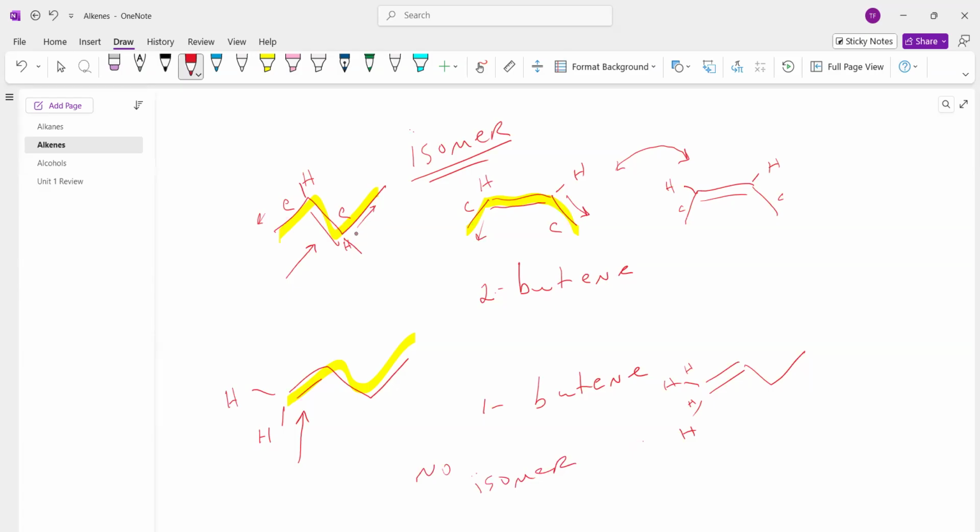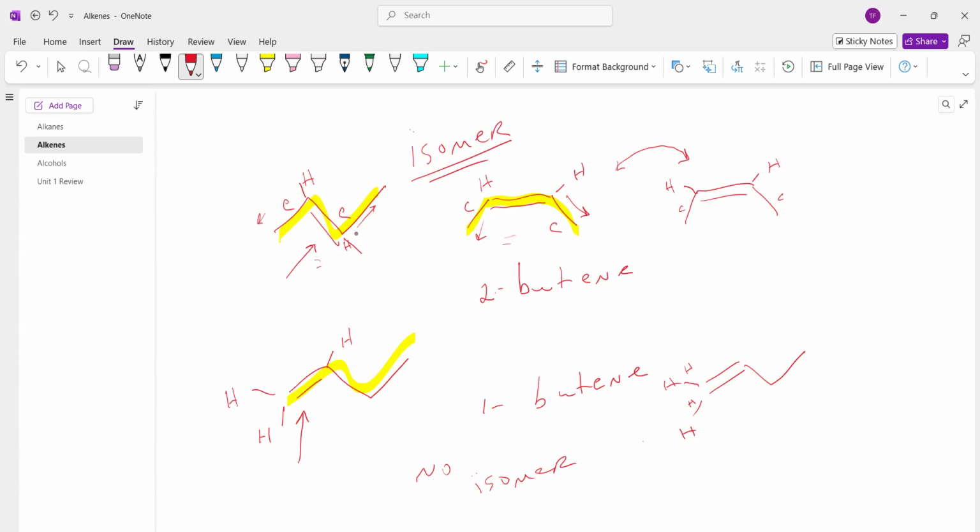Because when you look at it, there's a hydrogen here. There's no two ways we can draw this, because these hydrogens are identical. Up here, what comes off the double bond? We have a carbon going one way and an H going the other way. They're not the same. So we can draw it like this as the alternate versus that.